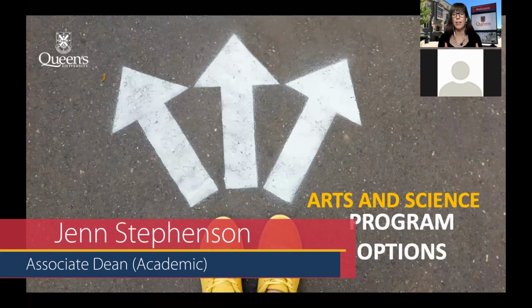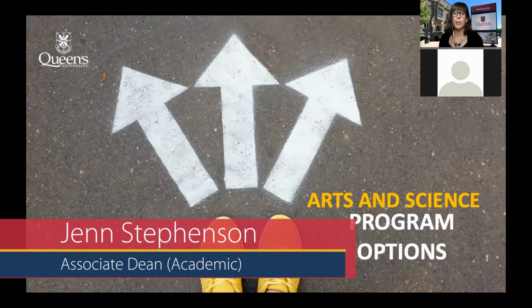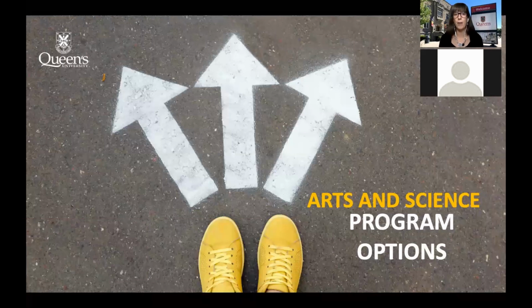My name is Jenn Stephenson. I am Associate Dean Academic in the Faculty of Arts and Science. And you might wonder, what is an Associate Dean? What does it mean to be Associate Dean Academic? I have oversight over everything to do with the undergraduate academic experience. So I am the Associate Dean of you and your studies in arts and science.